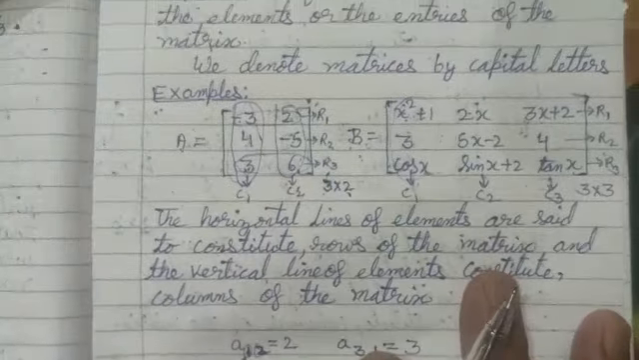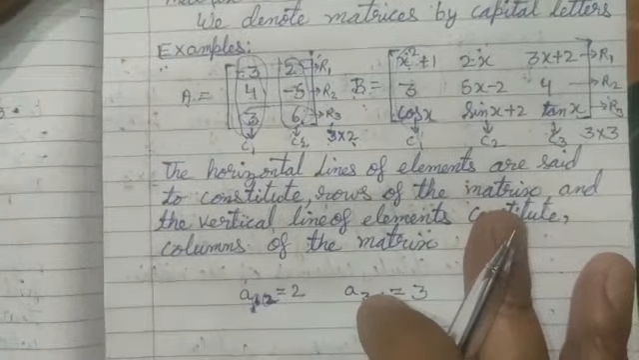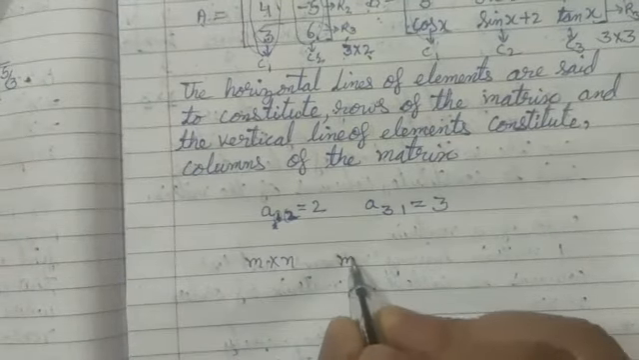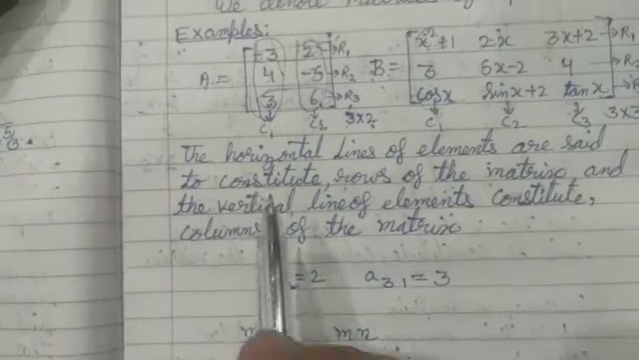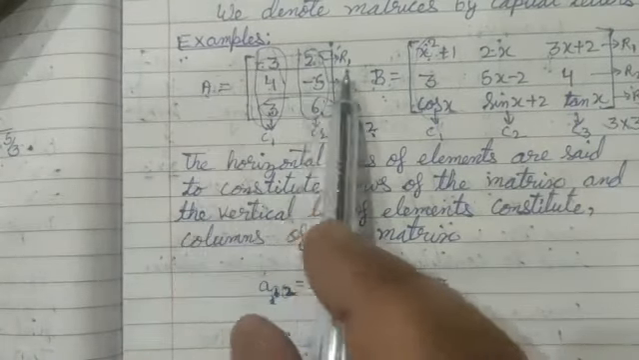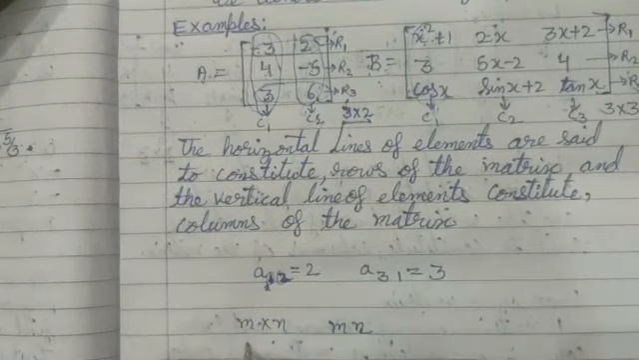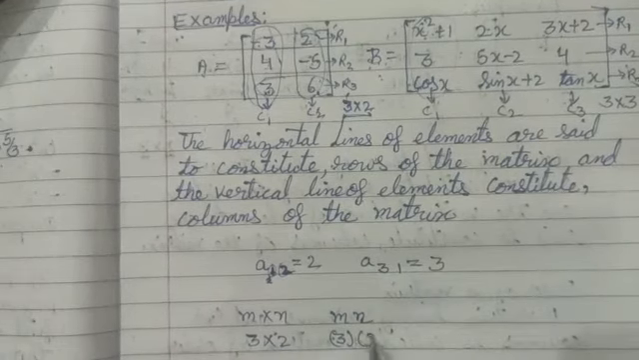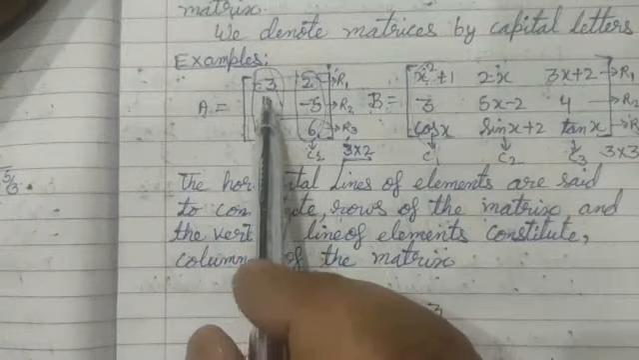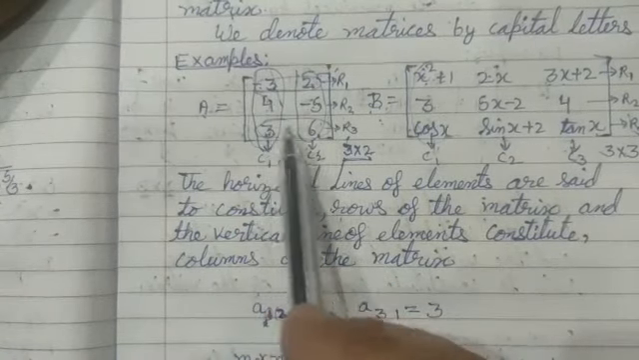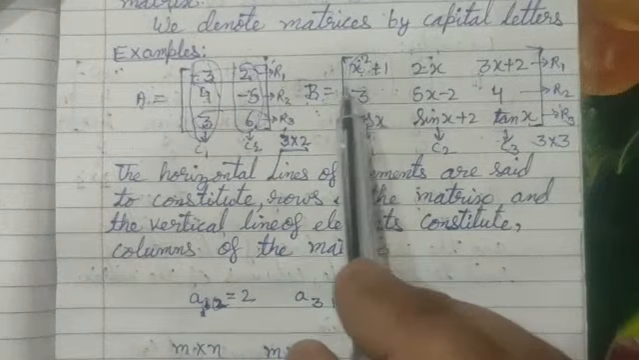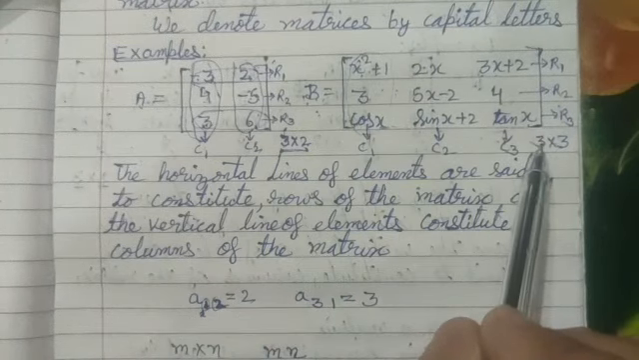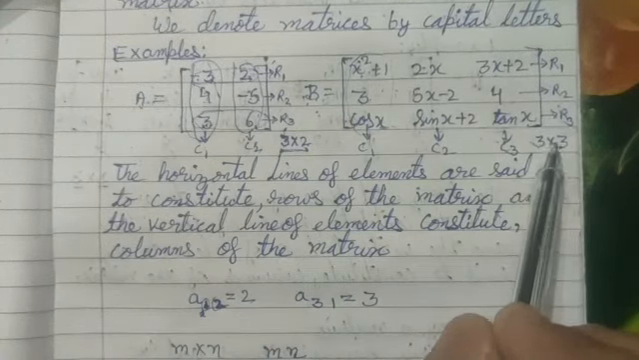Also, if a matrix has an order m by n, then the number of elements in that matrix will be equal to mn. As we see here, matrix A is of order 3 by 2. So the number of elements in this matrix will be 3 into 2, that is 6. And we can count the elements: 1, 2, 3, 4, 5, 6. Similarly, matrix B is of order 3 by 3. It will have 3 into 3, that is 9 elements.